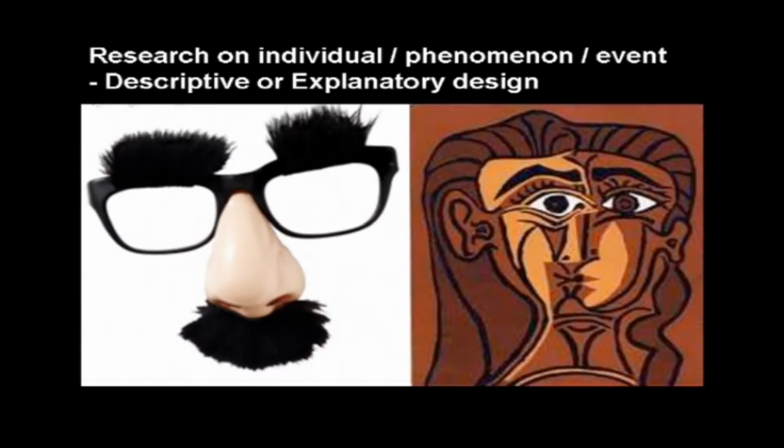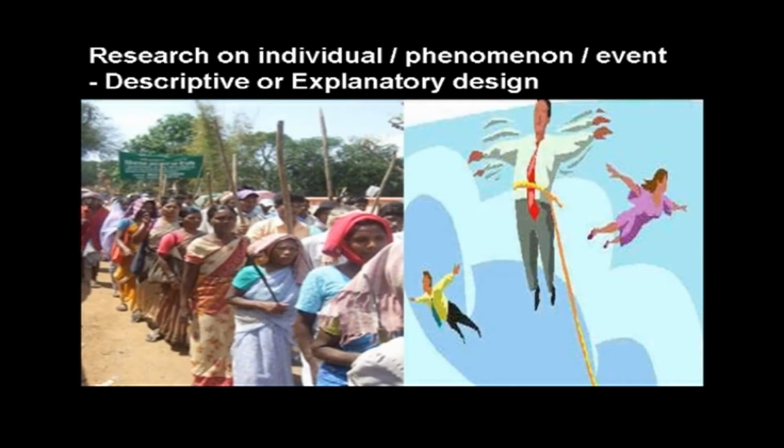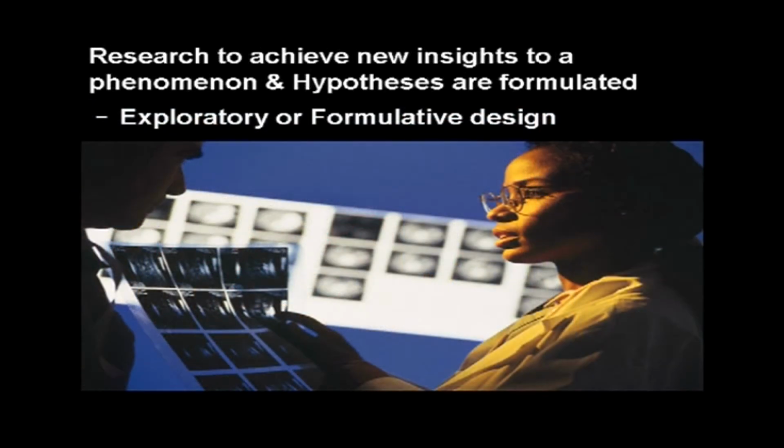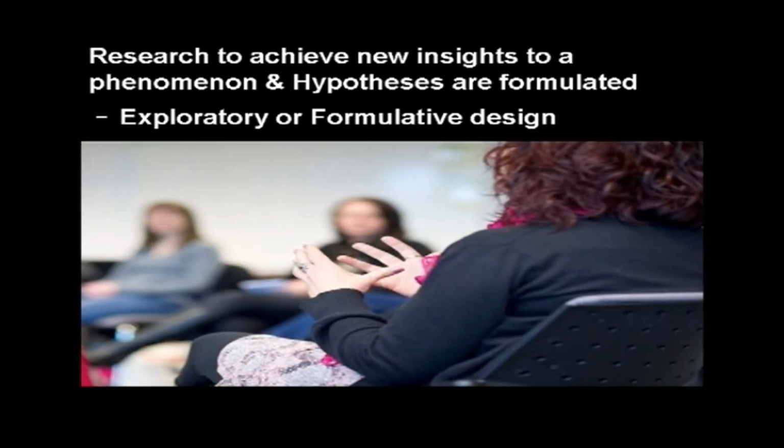When the research aims to portray accurately the characteristics of an individual or a phenomenon or an event, the design must be planned accordingly to fulfill the requirement. This design is known as descriptive or explanatory design. In certain other types of research, the investigator wants to gain more familiarity with the phenomena and achieve new insights into it. Hypotheses are likely to be formulated. This type of design is referred to as exploratory or formulative design.